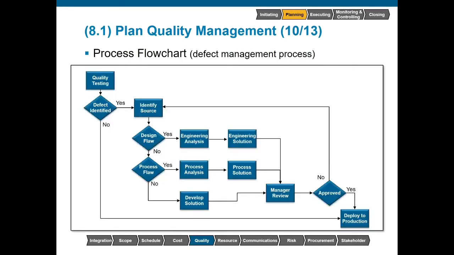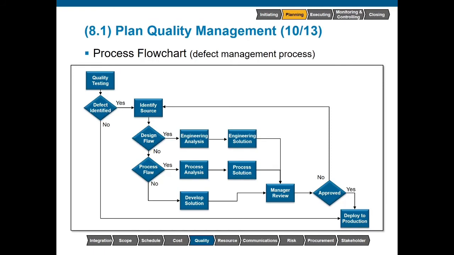Here we see an example of a process flowchart. We're doing some quality testing. If we identify a defect, then we need to identify the source of that defect and ask, is this a design flaw? If it is, we'll do an engineering analysis, develop an engineering solution, and send it to management for review. If it's not a design flaw, is it a process flaw?